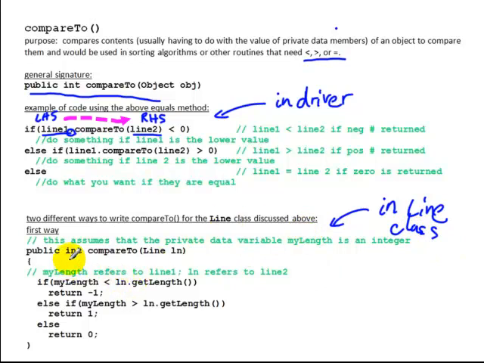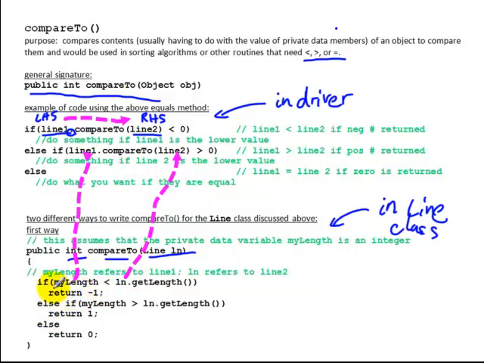You are defining it for a line, return an int compareTo, and inside the compareTo method, you're going to call the line that is passed ln. Now, one way, kind of the boring way, I guess you could say, is you take the same left-hand side, right-hand side idea, and you say, my length comes from the object that invoked the call, ln comes from the line that was passed.